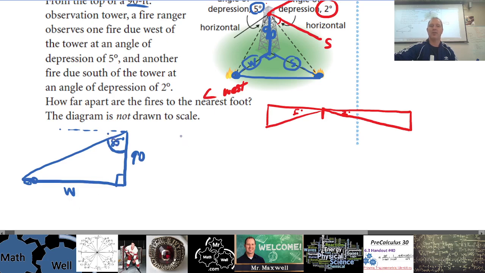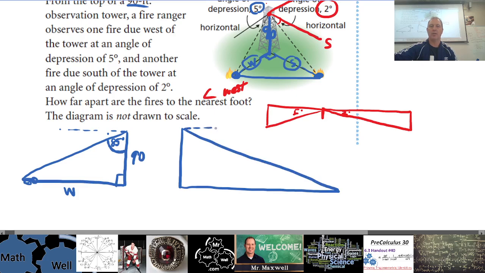Now the other triangle is going to be, I'll draw it flat again, but it's going to be like this. It's going to be a little longer. Why? Because this angle is only 2 degrees. So this is 90, this is 90, it's the same tower. What is this angle right here? Jiham, what is it? What's that angle?